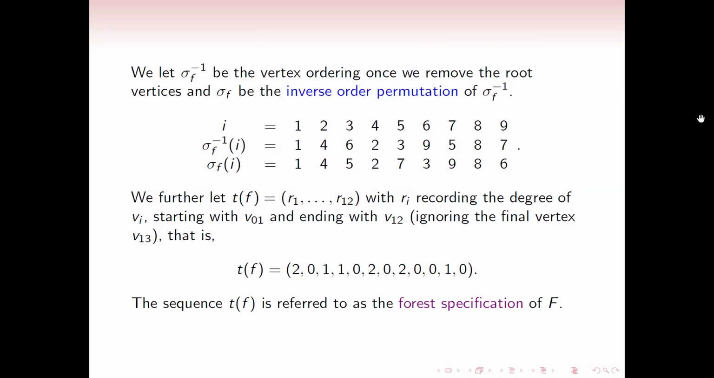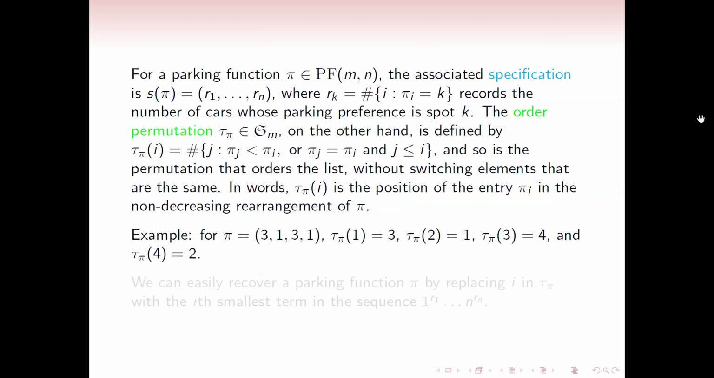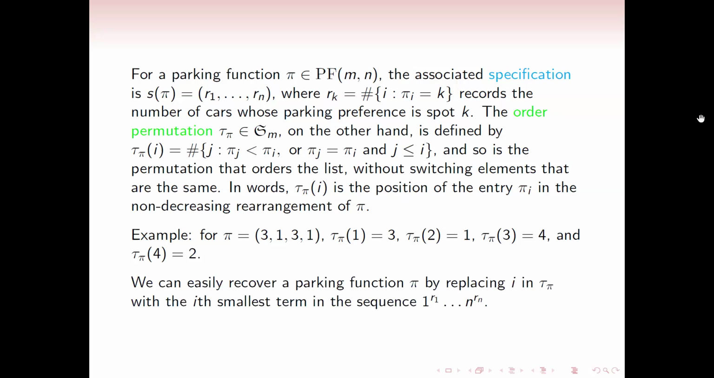And then it turns out that the forest specification and order permutation coincides with the specification order permutation for parking functions. And I gave the definition here. So for parking functions, order specification is easy. You just check for every number how many times it appears. And then for specification, you first form the weakly increasing rearrangement, and then you check the order where each digit is. And then we can also go back and forth between the two representations. So we can also get a parking function once we have the specification order permutation, and then we can recover it.